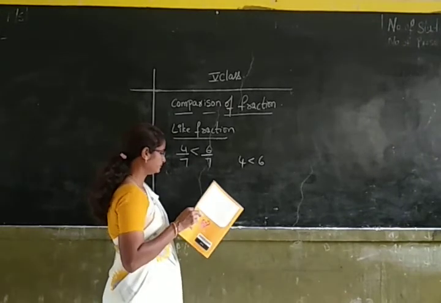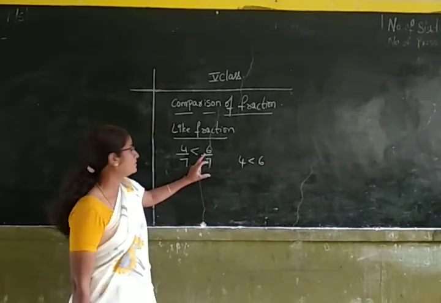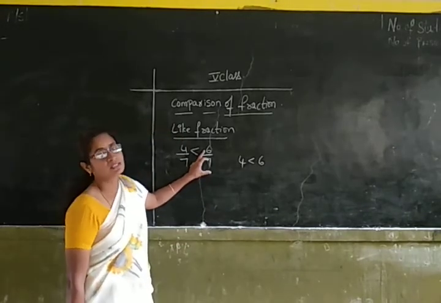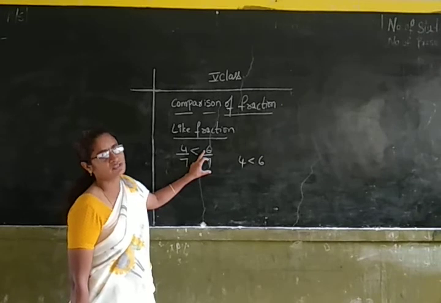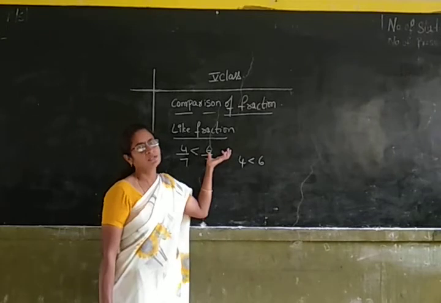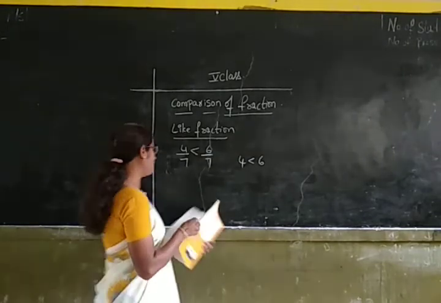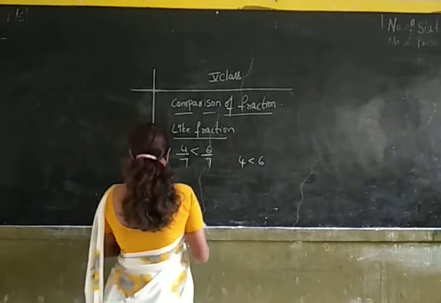Okay, children? So the fraction which has the greatest numerator is the biggest fraction. In like fractions, the fraction which has the biggest numerator is the greatest fraction. Let us take one more example.